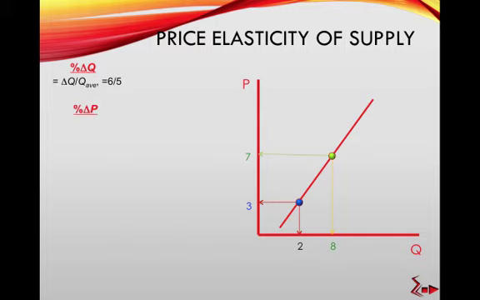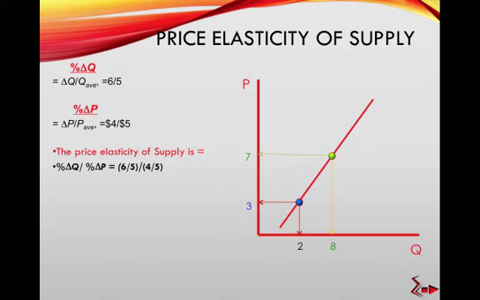What about the percentage change in prices? Well, the price increased from 3 to 7, so the change in price is 7 minus 3, and the average price is 7 plus 3 divided by 2. 7 minus 3 gives us 4, and 7 plus 3, 10, divided by 2 gives us 5. So the price elasticity of supply in this case is equal to this equation here. And once you solve this equation, you have 1.5 as a measure of elasticity.